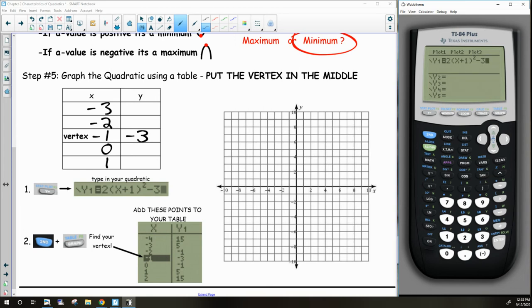Once we have that in, now we need to turn this into its table. We want to know what the table is so we can plot its points. So a couple buttons over is a gray button that says graph, but in blue above it, see how it says table in blue? So like our directions say, second graph. Second graph. And up should pop our quadratics table.